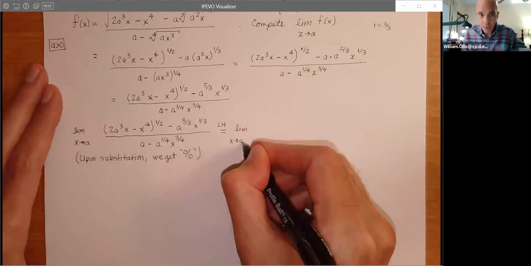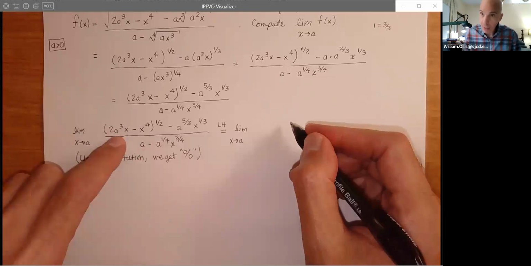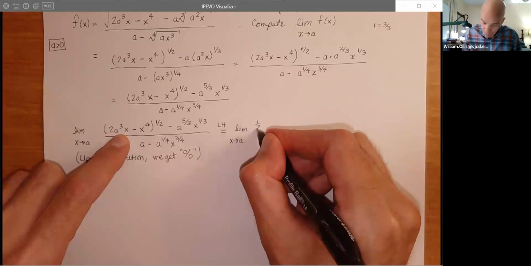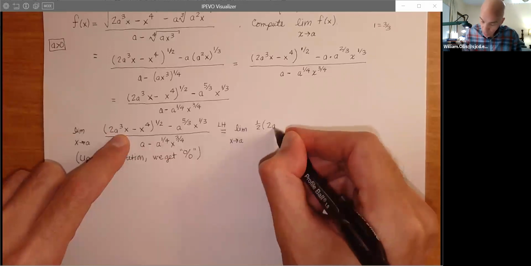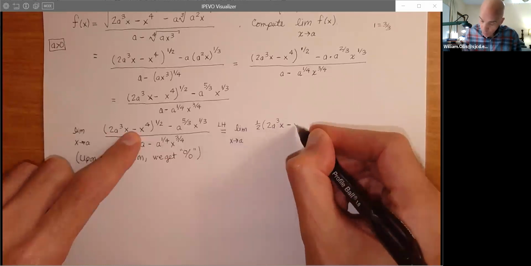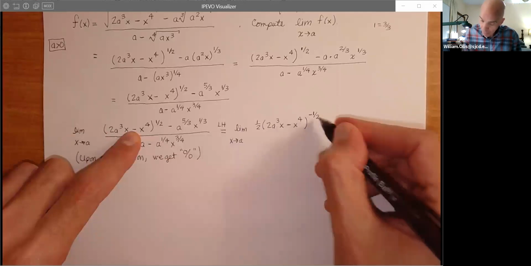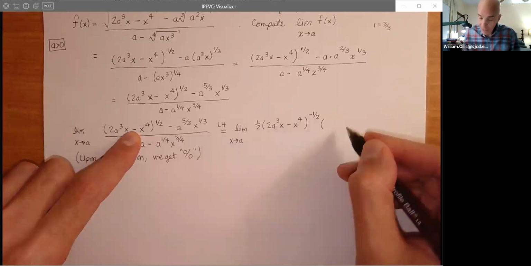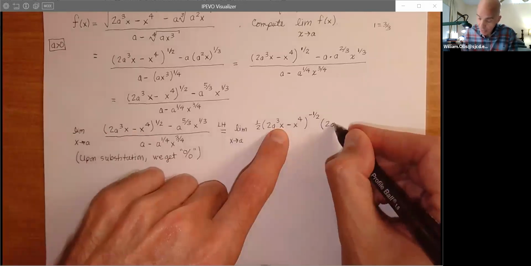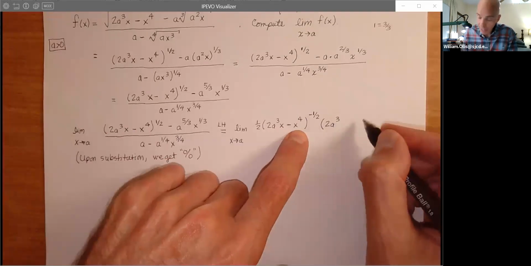So we're going to take the derivative of the numerator and then the derivative of the denominator. So I guess we'll apply the chain rule here. So we get 1/2, 2a cubed x minus x to the fourth, to the negative 1/2. And then we multiply by the derivative of the inner function. Again, the x, that'll just leave 2a cubed. And then, of course, here we'll get a negative 4x cubed.